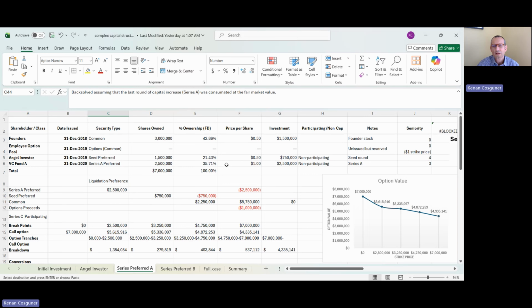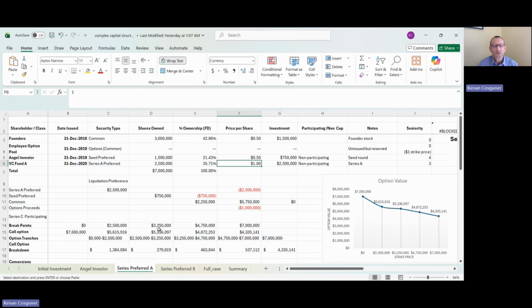The series has non-participating feature. The first breakpoint is 2.5 million. The second breakpoint is $3,250,000. This number also includes seed preferred liquidation preference amount.